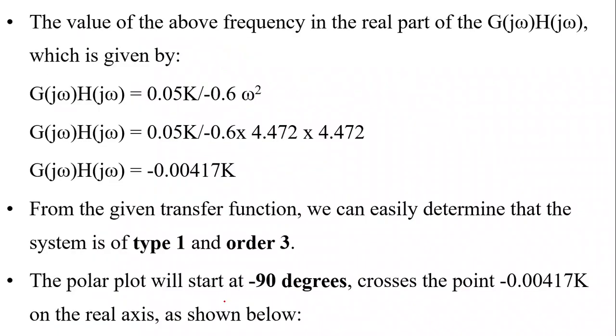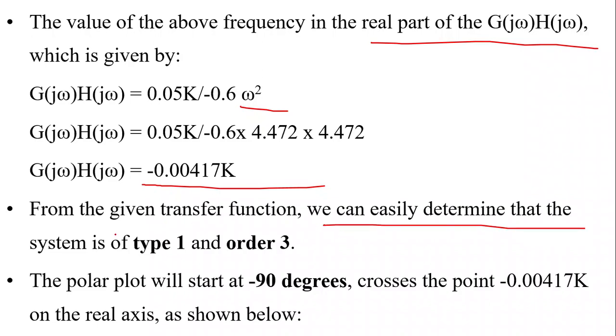After that, we have to put the value of the above frequency in the real part of G(j omega)H(j omega). So, in the given transfer function, 0.05 K divided by minus 0.6 omega square. Already we have found the value of omega is 4.472. At last we get minus 0.00417 K.